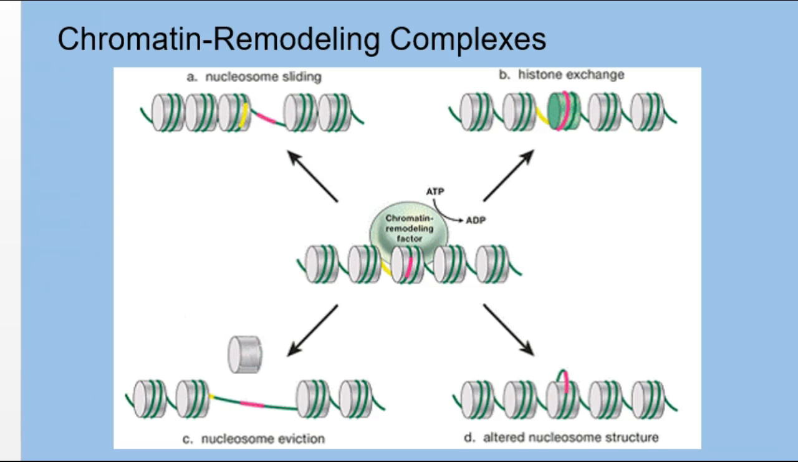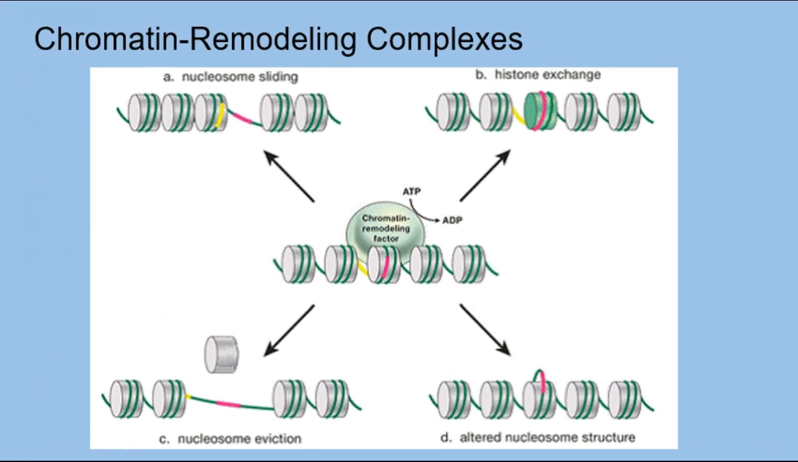So this image shows what chromatin remodeling complexes can do. It shows different ways that chromatin remodeling complexes can open up DNA regions, but they all still use force to make these segments more available.